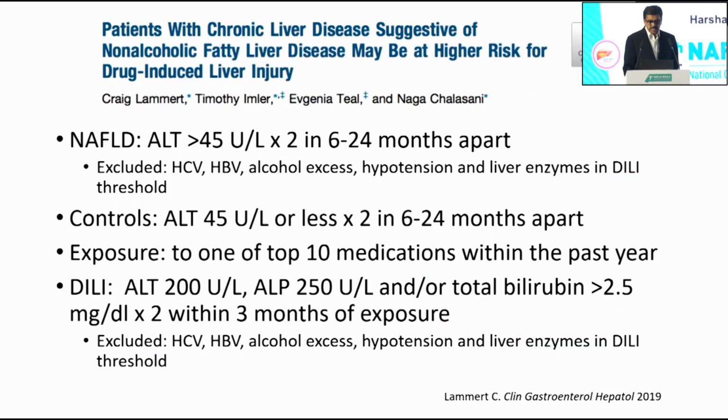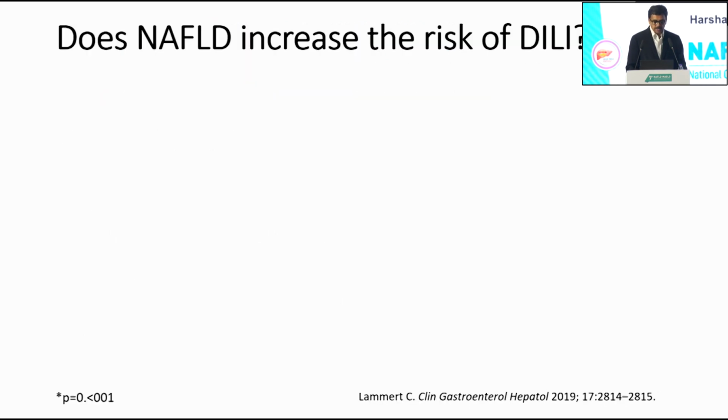An important study published by Naga Chalasani and his colleagues from Indianapolis, and these are healthcare workers. So they had 3 groups. One is called quasi non-alcoholic fatty liver disease because they excluded all cases of hepatitis C, B, alcohol, etc. And they had 2 controls. One control had an ALT less than 45, and another control had an ALT less than 31. And they looked at all the top 10 medications that were common in the US.